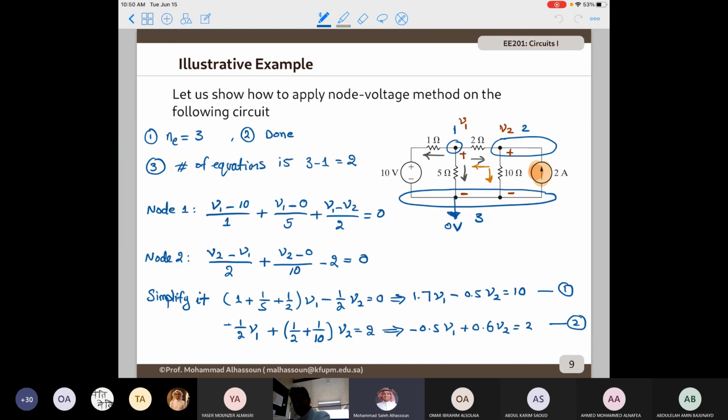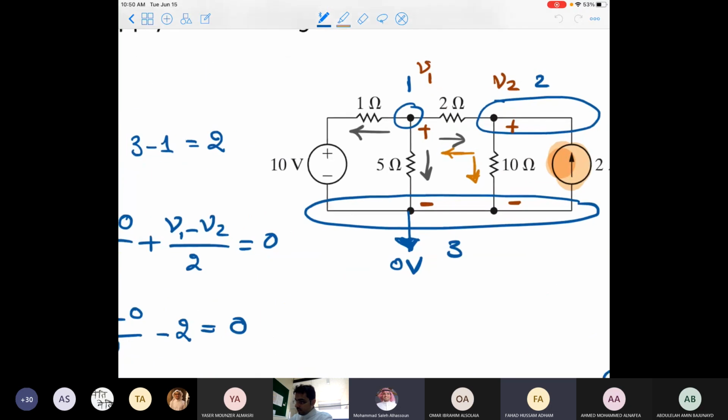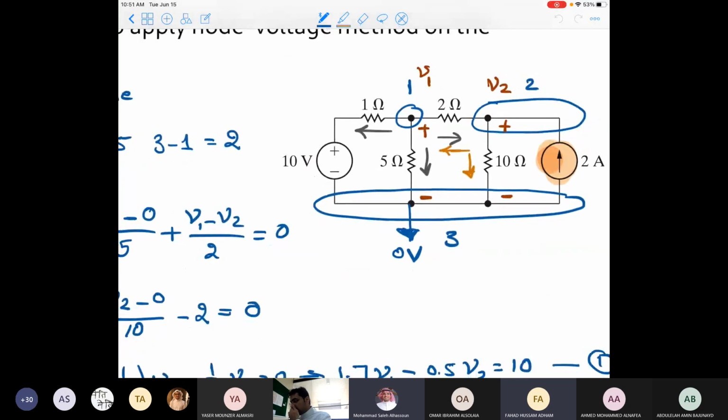Fahad? Yes, Doctor. Can you see the two arrows under the resistor 2 ohm? What about them? Why are they not in the same direction? We assumed the first one to be leaving. Yes. And why didn't we continue assuming that it's leaving?